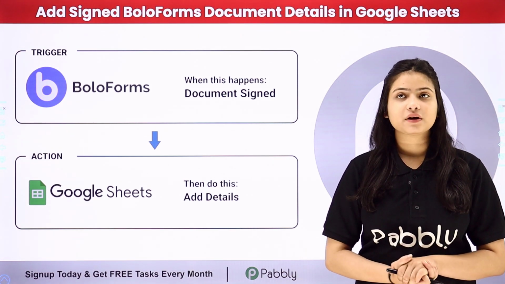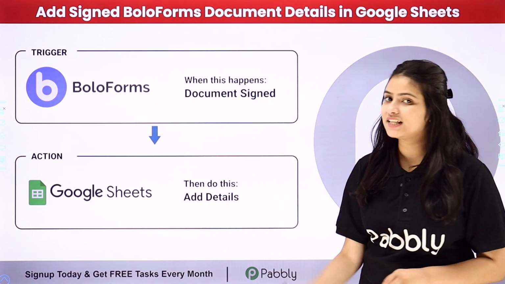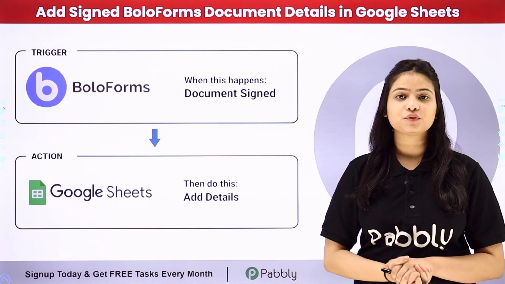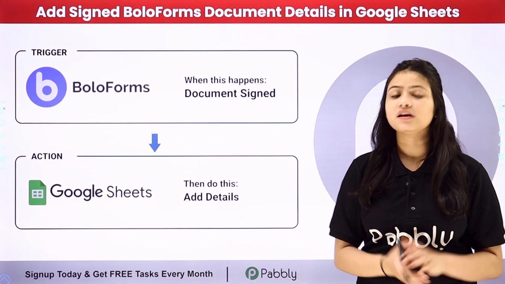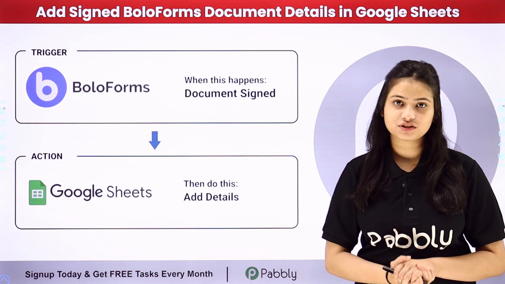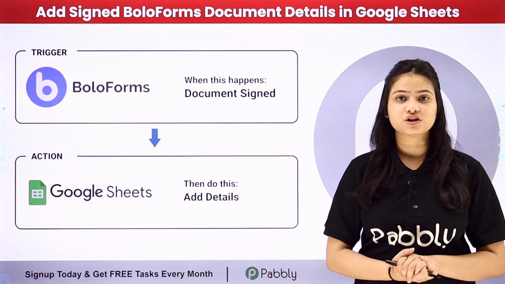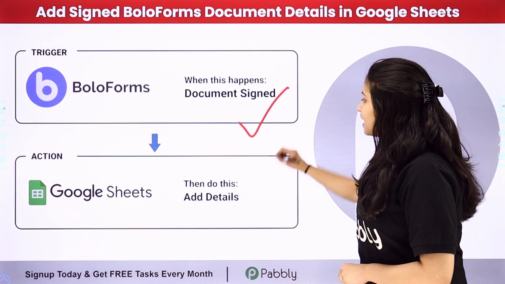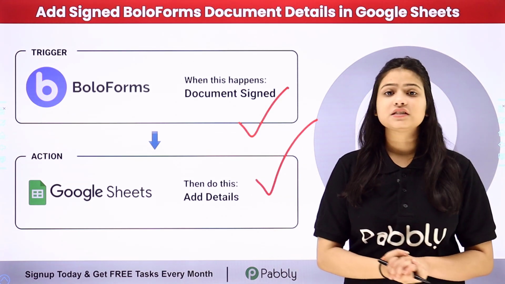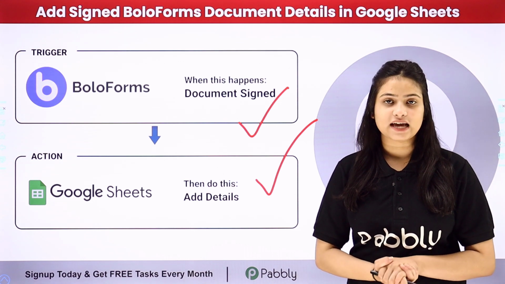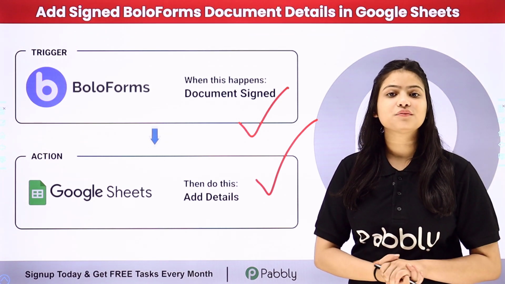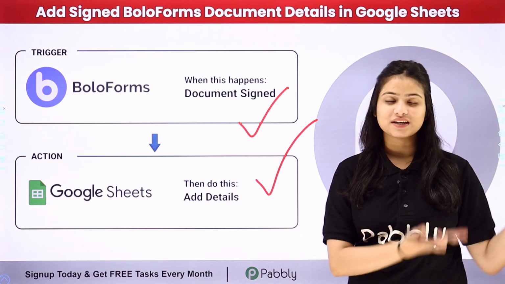For this, we will have to set up a connection between BoloForms and Google Sheets, and that we are going to do without any coding or programming skills with the help of Pabbly Connect, which is an amazing automation and integration software. Pabbly Connect works on two principles, trigger and action. In trigger, we are going to take BoloForms, and in action, we are going to take Google Sheets. And we will simply connect both of them to automate this entire process. To learn this entire automation step by step, let me take you all to my screen.